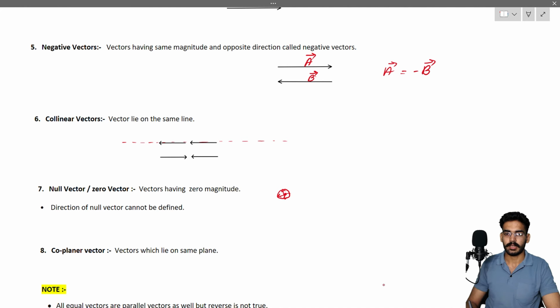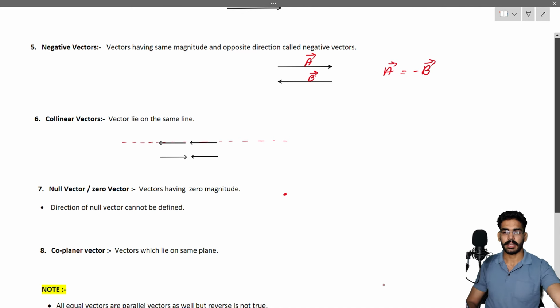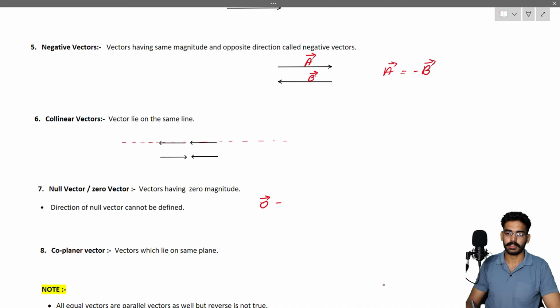I am drawing it bigger. So this is a point, so direction can be anything, right? So you can't define that. So direction is not defined. And how do we denote this? If you say A vector is a zero vector, then we can write it as the zero vector, or you can write just zero. That is also denoting a zero vector. Or starting from point A and ending at point A, the same point, that is also a zero vector.